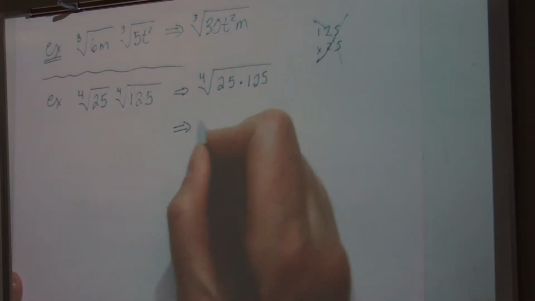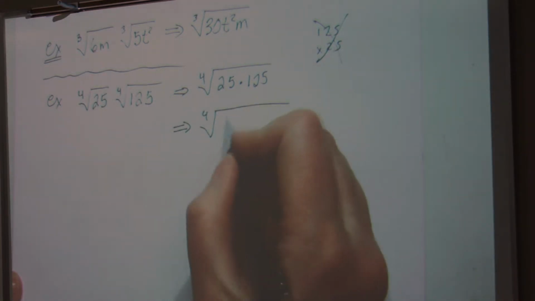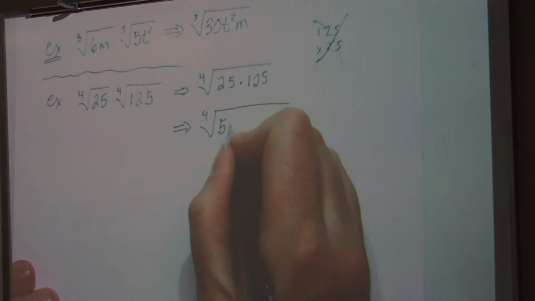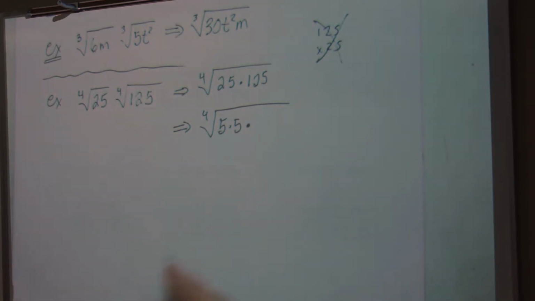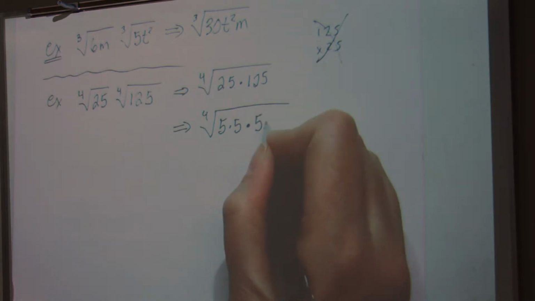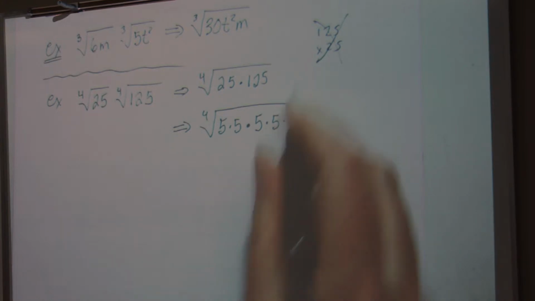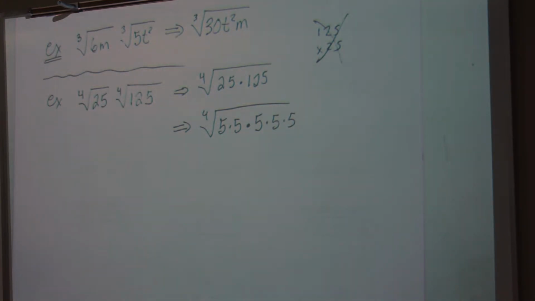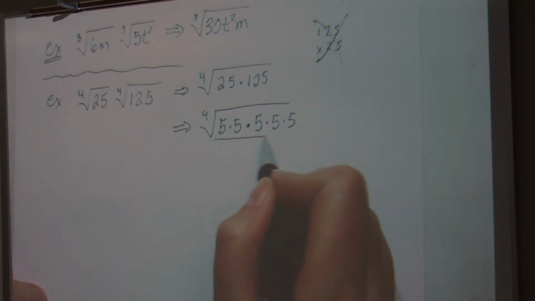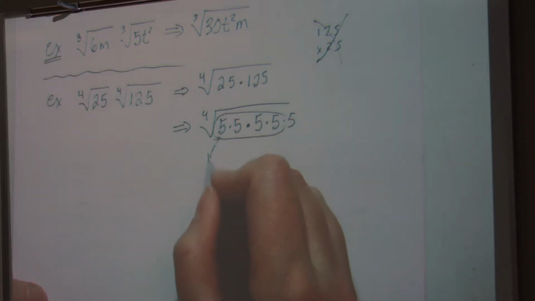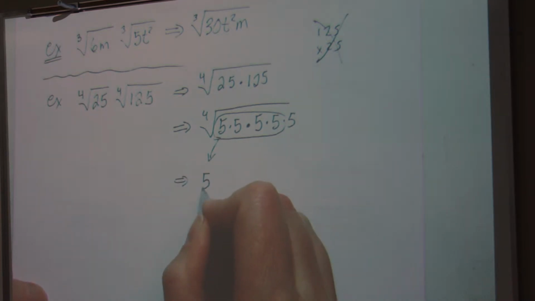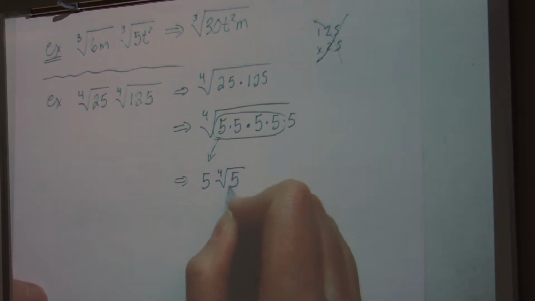That is just a waste of time. 25 is what times what? 5 times 5. And 125 is 5 to the third, 5 times 5 times 5. So remember, 125 is a cube. That's just one number. You have to be really familiar with it. Do I have 4 of a kind? Yes, I have one set of these. So I'm left with 5 times the 4th root of 5.